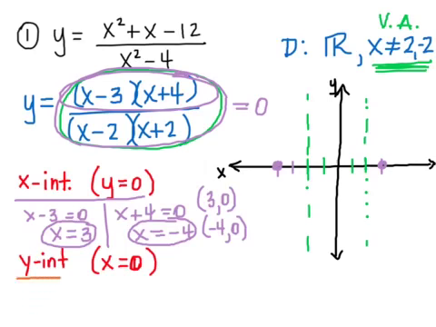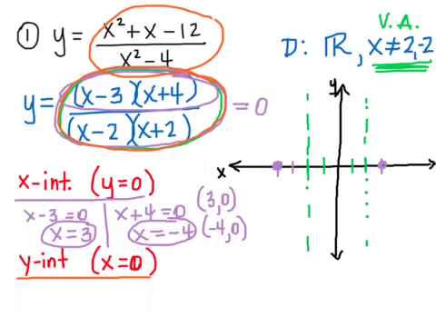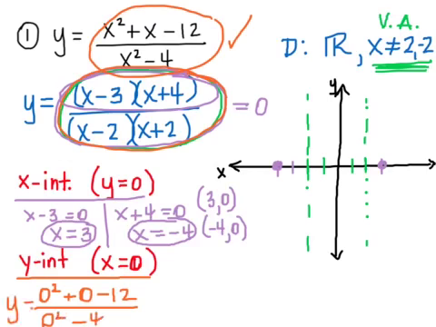Then it would be good to know our y-intercepts. Our y-intercepts happen when x is 0. So if we go to the top equation or the factored out equation, whichever one's easier for you, you will put 0 in for x and see what happens. I would suggest, in case you did something wrong in the factoring or whatever, it would be best to go to the original function. So when x is 0, that would make 0 squared plus 0 minus 12 over 0 squared minus 4. So when x is 0, let's see what that makes y equal.